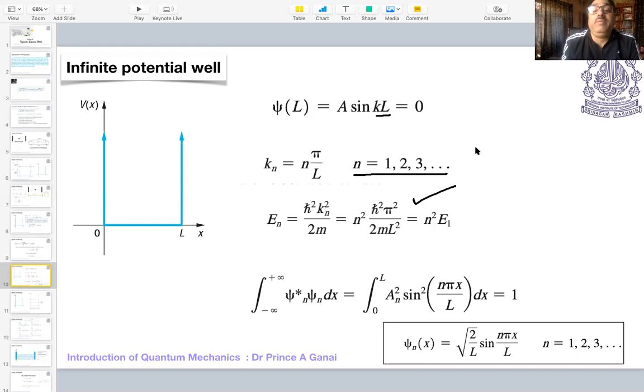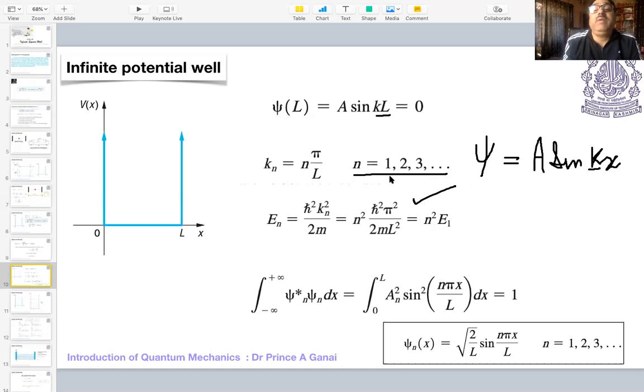Now remember that our wave function psi is equal to a sine of kx, and for k I'm substituting n pi by L. So if n is 0, then it doesn't matter what x is, psi will be 0 everywhere. That's nonsense, because if psi is 0, it means the particle is not inside the box. Therefore n equal to 0 is not taken.